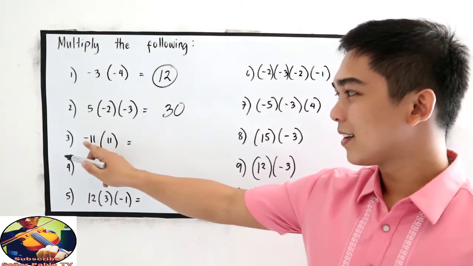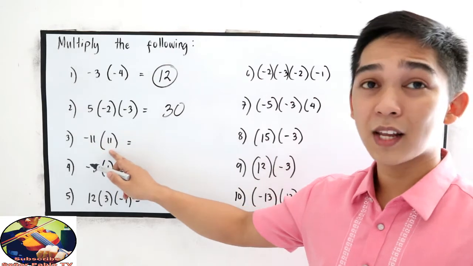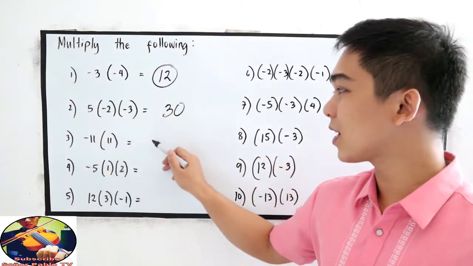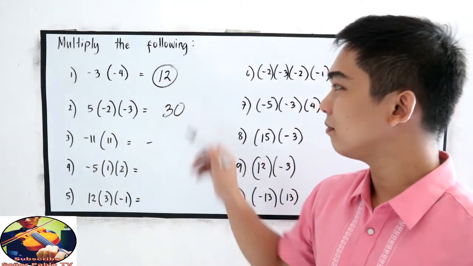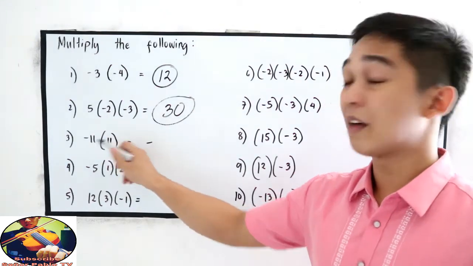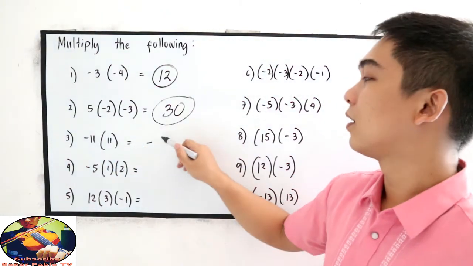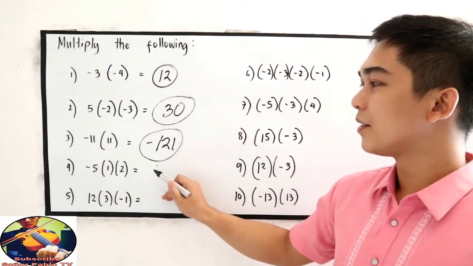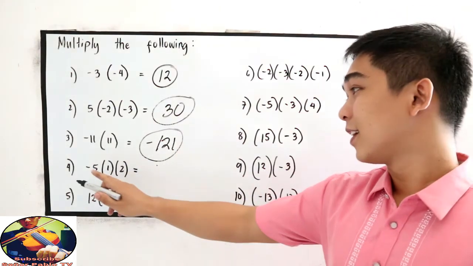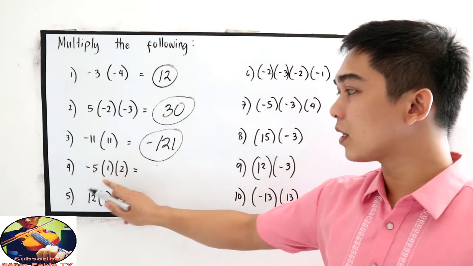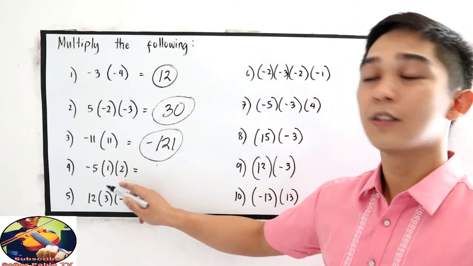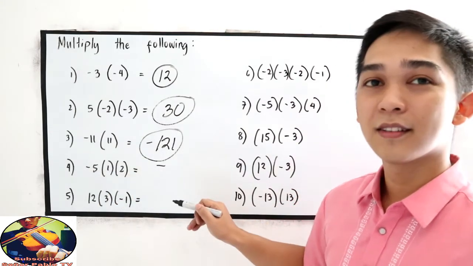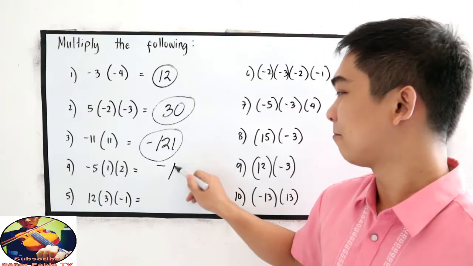Next, negative 11 times positive 11. Unlike sign, so the sign is negative. 11 times 11, 121. Number 4. Negative 5 times 1 times 2. Negative 10.